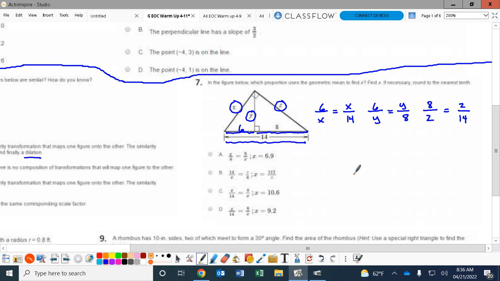So now that you've got that, it says find X, if necessary, round to the nearest tenth. So the one that you're going to set up for X is going to be this one right here. Which one of these is it? Let's take a look and see where we can find it.